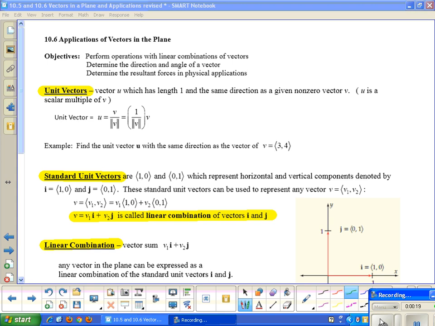A unit vector is a vector u which has a length of 1 and the same direction as a given non-zero vector v. So u would be the scalar multiplication of v, and the way that you would find that is just by multiplying the vector by 1 over the length of the vector, or the magnitude.